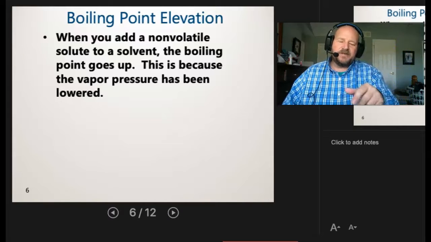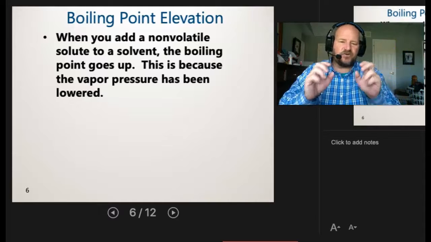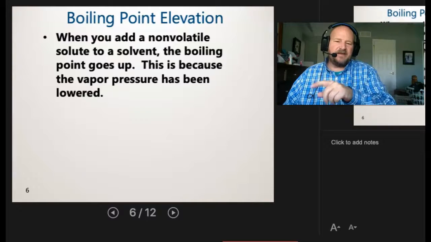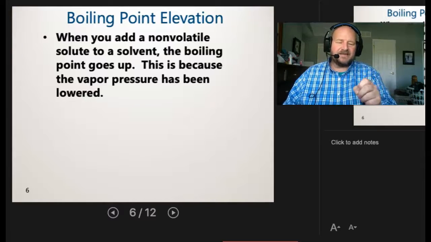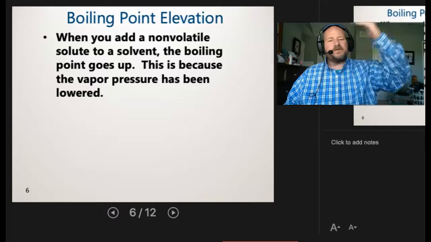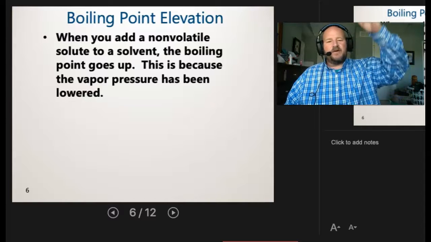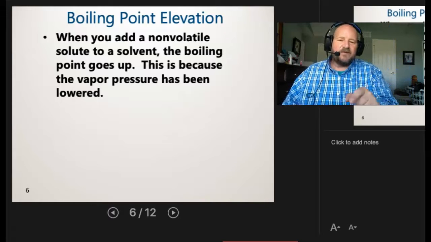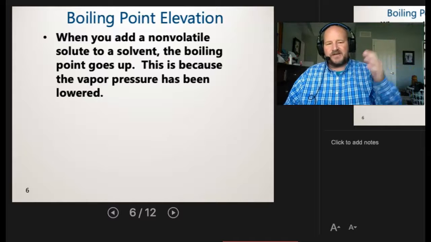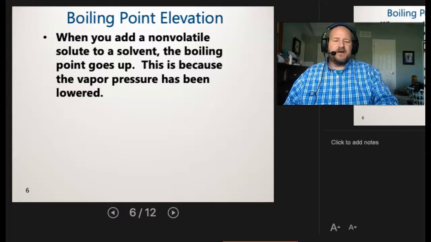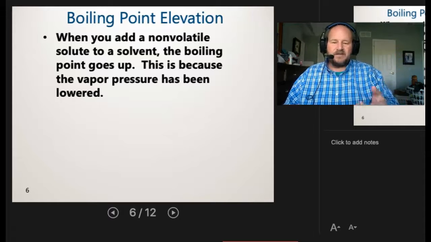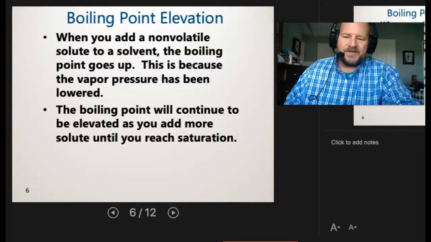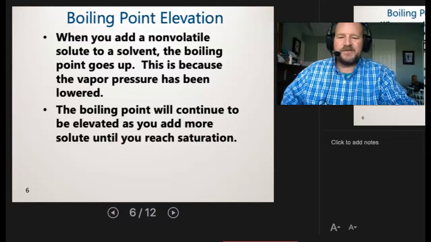Now, if I put salt in there, I've added an attractive force. The water now sees the sodium ions and the chloride anions, and it's attracted to that. That means I'm going to need even more force to get over that in order to get the water to break free. So the water doesn't want to break free now because it's attracted not only to the sodium and the chloride, but it also needed a certain speed to get up to begin with. So I've increased the amount of energy that's required for that water to begin to boil. Okay? The boiling point will continue to be elevated as you add more and more solute until you reach saturation.